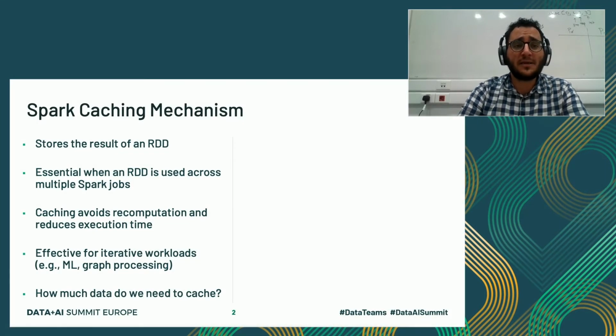Today, Spark supports a caching mechanism to store the result of an RDD. This mechanism is essential when an RDD is used across multiple Spark jobs. Caching avoids recomputation and reduces execution time, mainly for iterative analytics workloads.